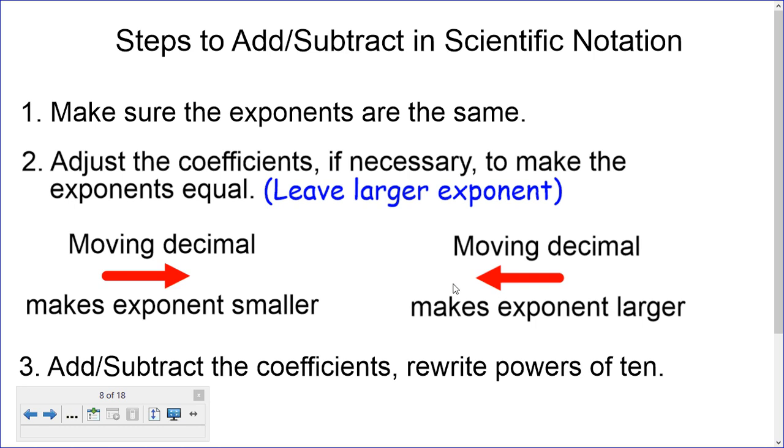However many places we move the decimal point, that's how many places we move the exponent, because that's multiplying or dividing by tens or powers of 10. So to add or subtract, step 3, add or subtract the coefficients, and rewrite the power of 10. So those are the steps to add and or subtract in scientific notation.